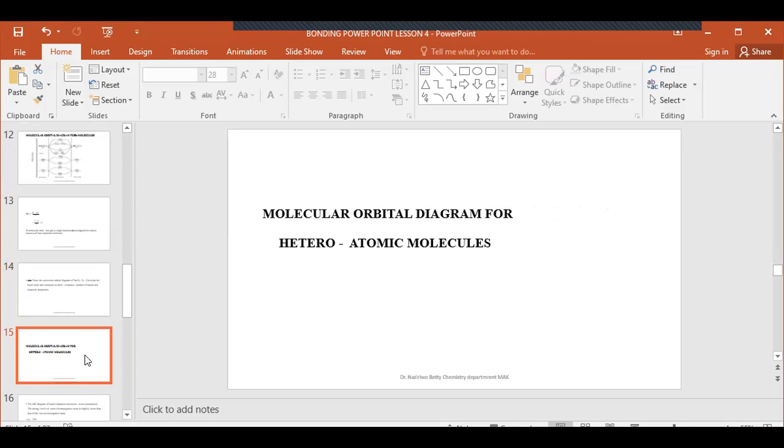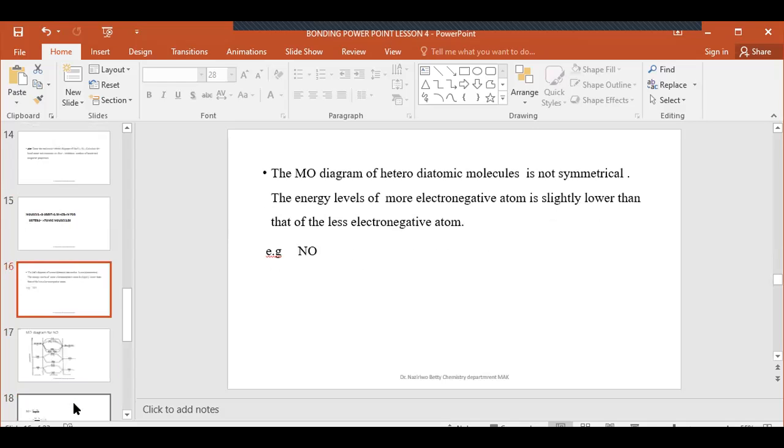Now let us look at the molecular orbital diagrams for a heteroatomic molecule. An example is nitrogen monoxide. The molecular orbital diagram of a heteroatomic molecule is not symmetrical. Usually, the energy levels of a more electronegative atom are slightly lower than those of the less electronegative atom. When we look at the example of a heteroatomic molecule like nitrogen monoxide, oxygen is more electronegative than nitrogen.